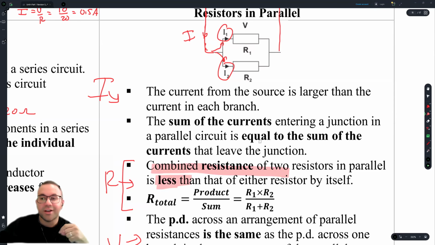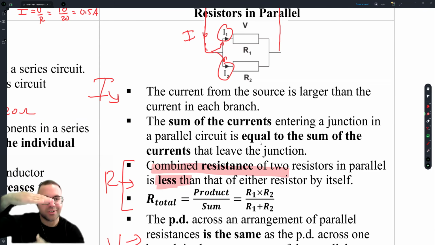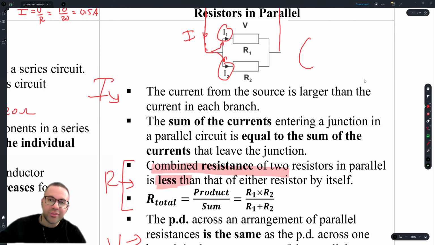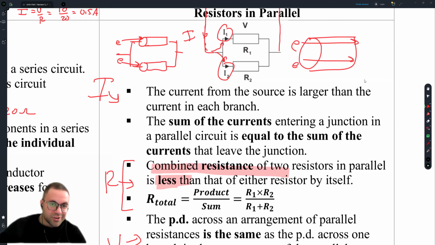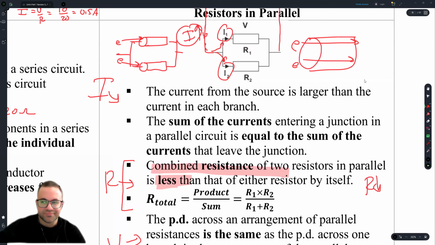Because if you think about it, connecting resistors in parallel on top of each other is like making a wire thicker. You allow more charges to go through at the same time. So connecting resistors in parallel gives the charges more space to go through, which increases the current. So the current gets very large and the resistance decreases. How do we calculate it? Using this rule. R equals product over sum, or R1 times R2 over R1 plus R2.